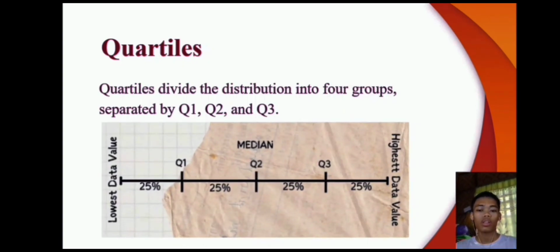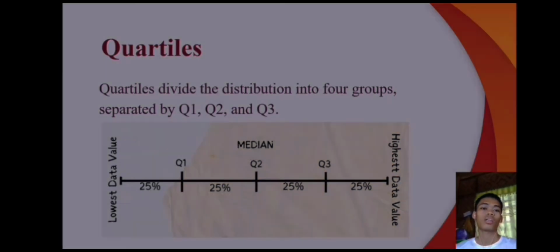Take a look at the figure below. We can see that the distribution is divided into 4 groups equivalent to 25% each. Take note that the data set must be arranged from lowest to highest value. For example, we have a data set of 3, 1, 2, 4, 5, 8, 7, 9, 6, and 10. First thing that we need to do is to arrange, as what I have said earlier, in increasing order. So our data set would be 1, 2, 3, 4, 5, 6, 7, 8, 9, and 10.